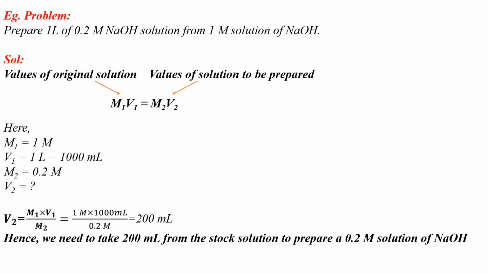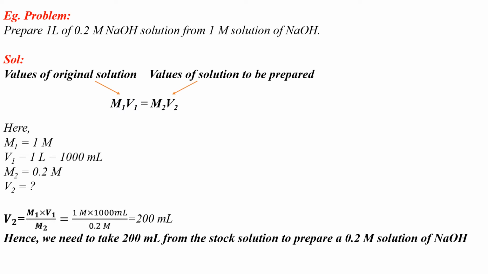Now you have to calculate, or you must know, how much of the solution you should take out from the flask in order to dilute it and make a 1 liter solution of 0.2 molar NaOH. What are you asked to calculate? You must calculate the amount of solution that you should withdraw from this flask of 1 molar solution of NaOH in order to prepare a 1 liter solution of 0.2 molar NaOH. So you would employ the formula M1V1 equal to M2V2.